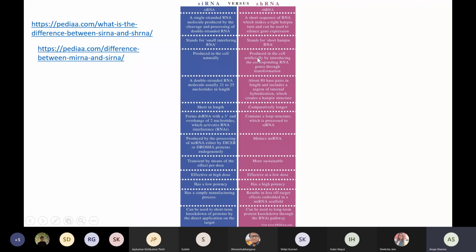This is produced in the cell artificially when you are introducing the corresponding RNA genes through transformation, transduction, or even transfection. This is a double-stranded RNA molecule, usually 21 to 25 nucleotides long. Since it is a hairpin, it falls back on itself, and it is about 80 base pairs in length and includes a region of internal hybridization which creates a hairpin structure. This is short, this is comparatively longer.